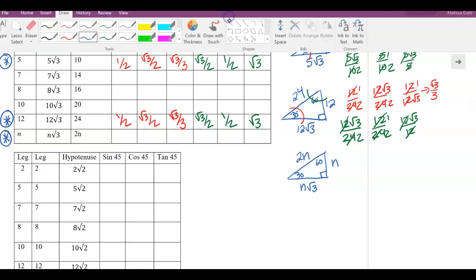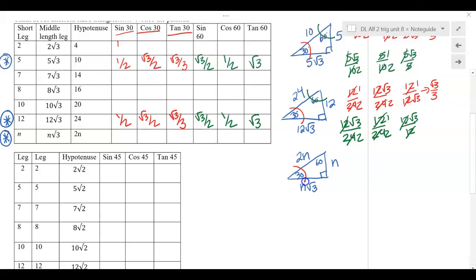Now, if I again go through and calculate these ratios, and I focus on 30, the sine of 30 would be n over 2n, which would reduce to 1/2. The cosine of 30 would be n rad 3 over 2n, which would reduce to rad 3 over 2. The tangent of 30 would be n over n rad 3, which would reduce to 1 over rad 3, and again could be rationalized to look like rad 3 over 3. If we changed our perspective to the 60-degree angle, the sine would be opposite over hypotenuse, which is rad 3 over 2.